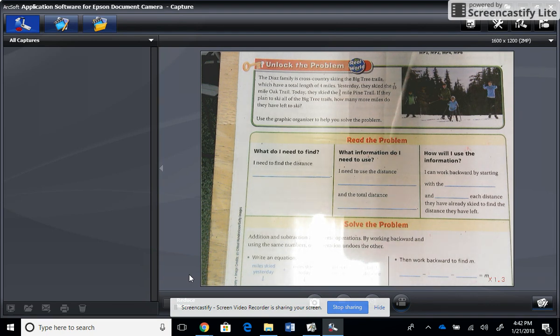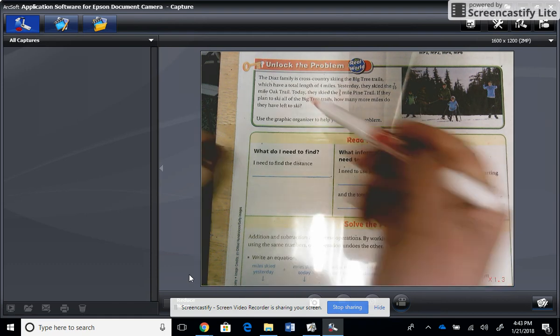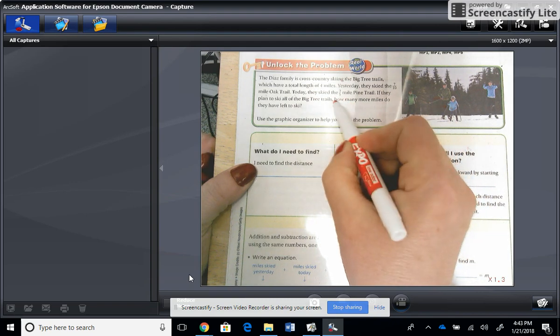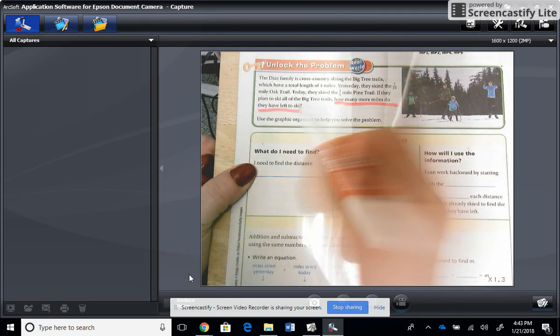The Diaz family is cross-country skiing the Big Tree Trails, which has a total length of 4 miles. Yesterday they skied 7/10 mile Oak Trail. Today they skied 3/5 mile Pine Trail. If they plan to ski all of the Big Tree Trail, how many more miles do they have left to ski? So I need to find the distance of, right here, how many more miles do they have to ski?